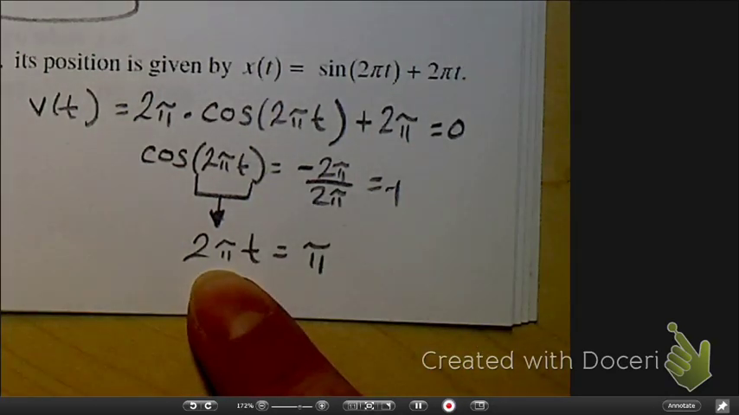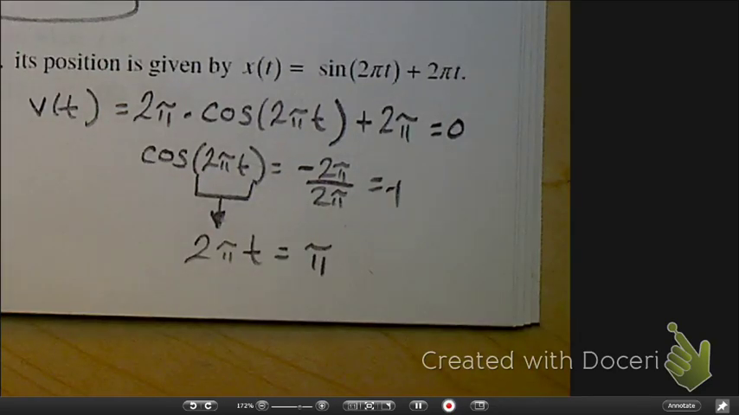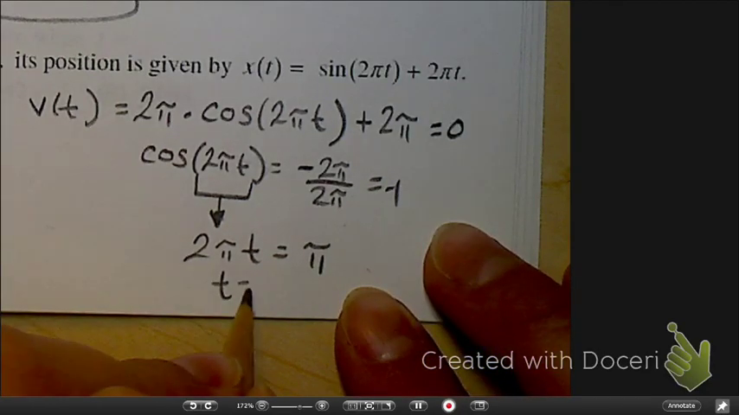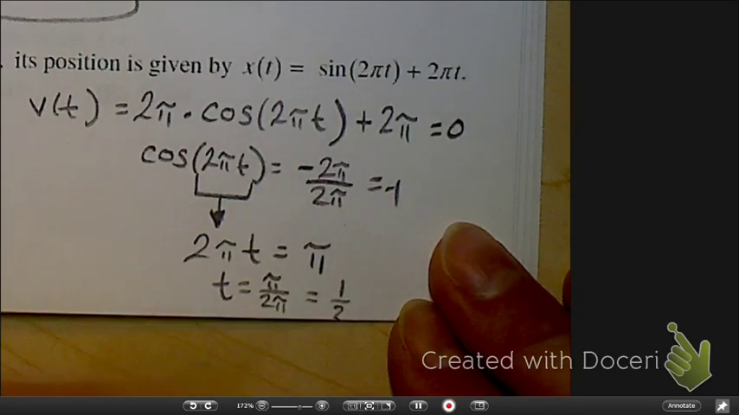Because if this is equal to pi, then when I plug it into the cosine function, it makes cosine equal -1. And last but not least, to solve that, we would divide by 2 pi on both sides. So I get that t is equal to pi over 2 pi, which is 1 over 2. Answer choice D.